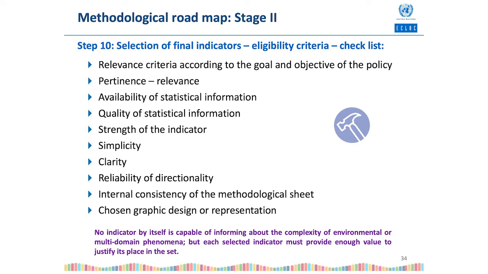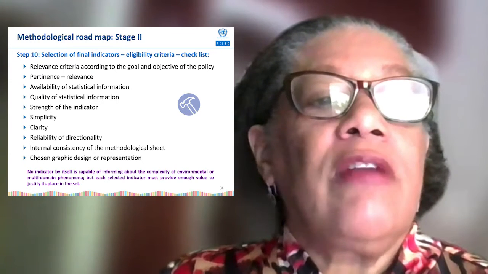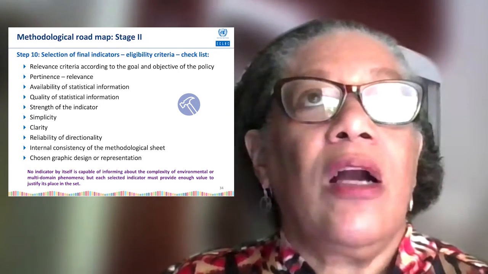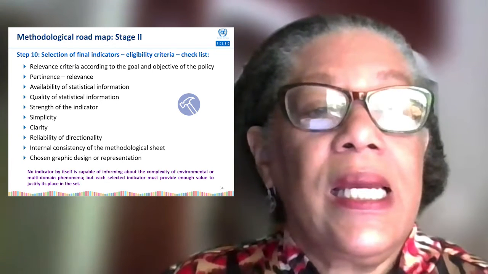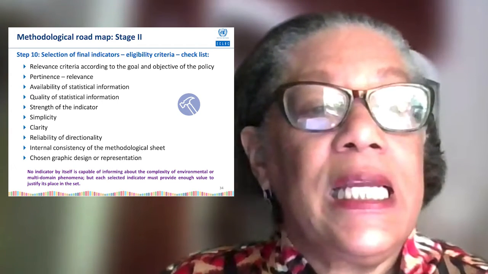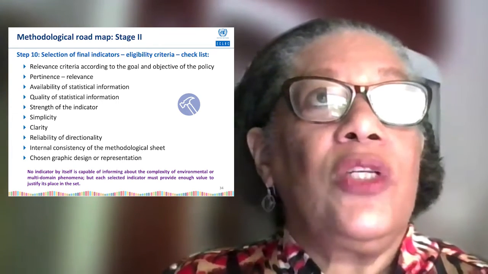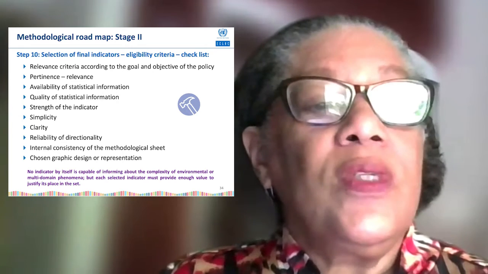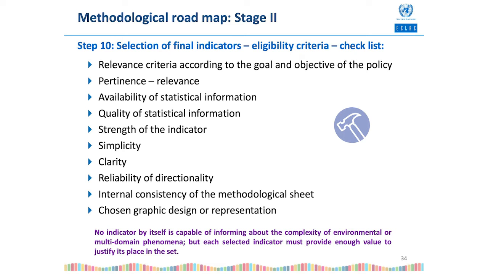Step 10 is a selection of the final indicators, looking at the eligibility of each indicator and making a checklist for this. So the relevance of criteria is according to the goal and objective of a specific policy or strategy. The pertinence and relevance of the indicator is important, as well as the availability of statistical information to compile the indicator. We must also look at the quality of the statistical information, which would also help to look at the strength of the indicator. There must be a simplicity to the indicator. It should not be too complex. It should be clear to its users, and it should be reliable for the users as well as for the producers in constructing the indicator. The consistency of the methodological sheet is important.